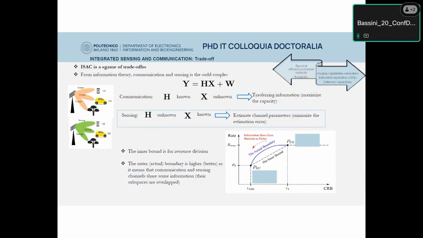Actually, it's a complex task because we know that integrated sensing and communication is a game of trade-off. It is a game of trade-off because we have different KPIs for communication and sensing. On one hand, we have for communication the rate or the spectral efficiency, while on the other hand, for sensing, we can have maybe the Cramér-Rao bound for localization or imaging or resolution and so on. So we have to deal with a system in which communication and sensing are in opposite directions. If we improve communication too much, we lose sensing and the opposite.